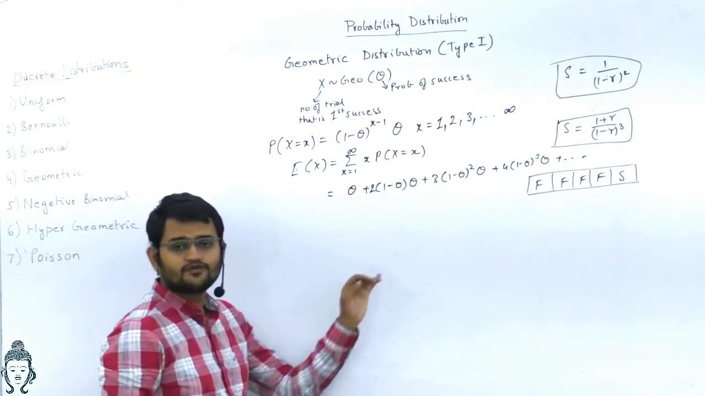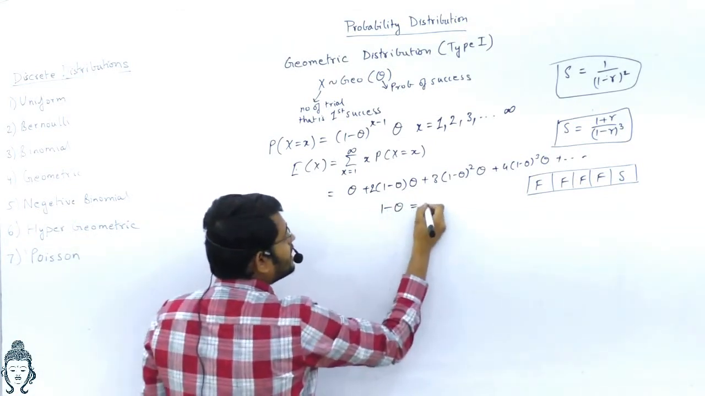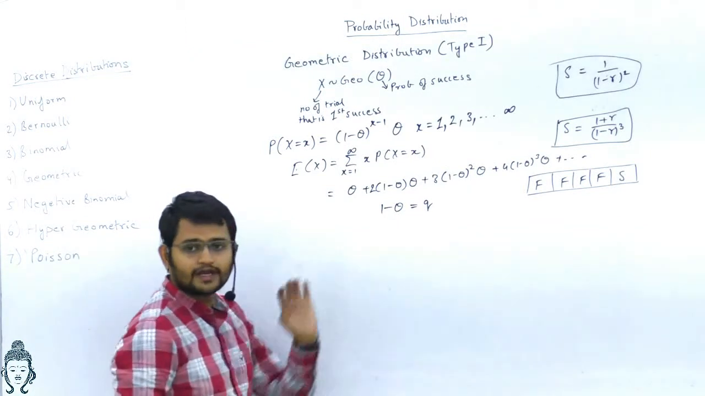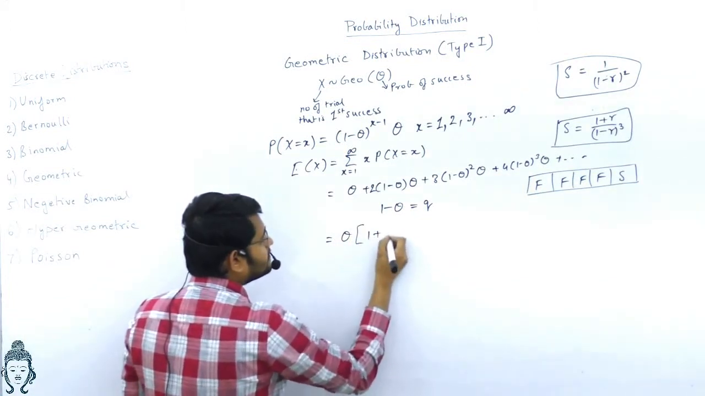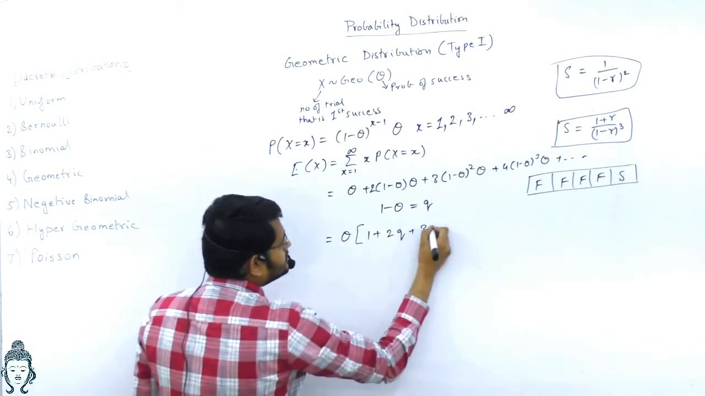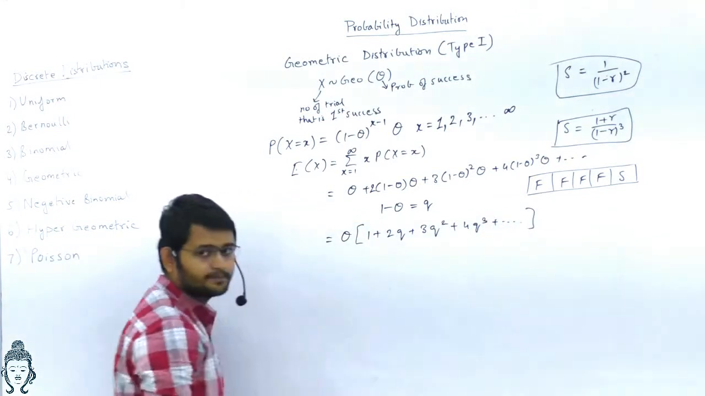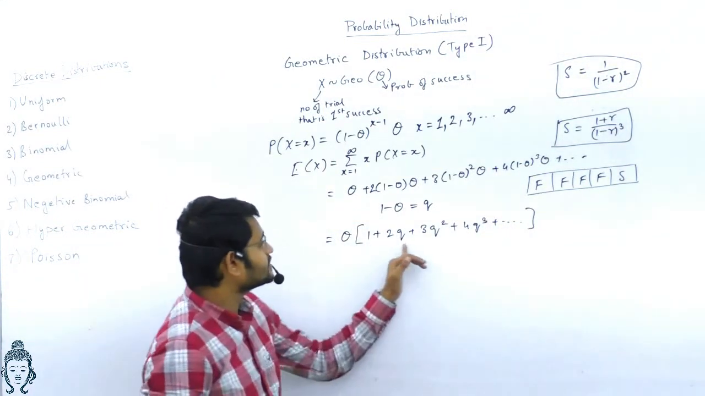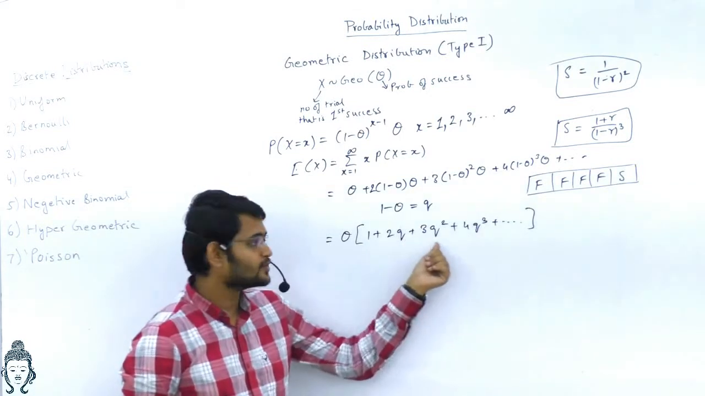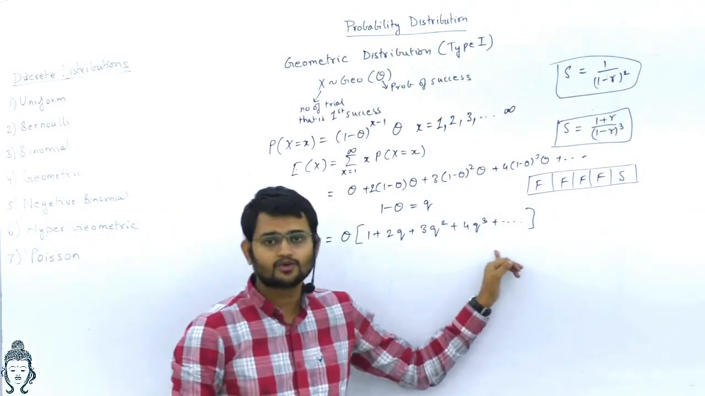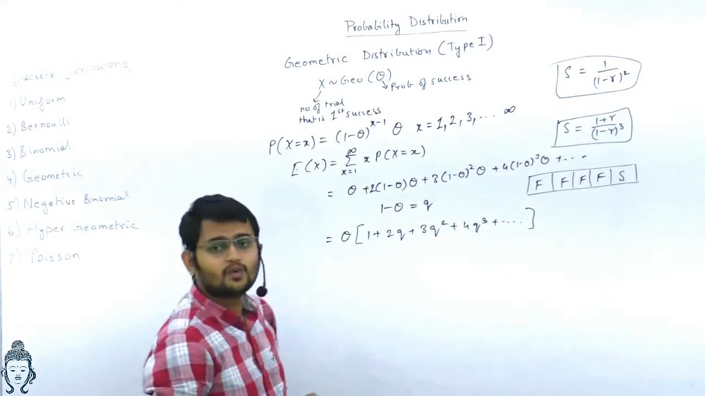Now, just for the sake of writing, I don't want to write 1 minus theta again and again. So what I can do is substitute 1 minus theta with a value q. Here I can take theta common. I'll get theta into (1 plus 2q plus 3q square plus 4q cube, and so on forever), infinite terms. So this is nothing but an arithmetic geometric progression, where the first factor is in arithmetic progression and the second is in geometric progression. We found the sum of an infinite arithmetic geometric progression as 1 by (1 minus r) whole square.